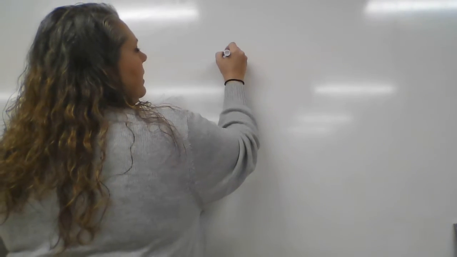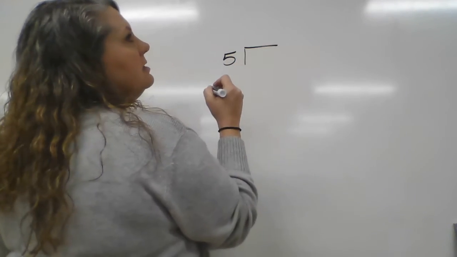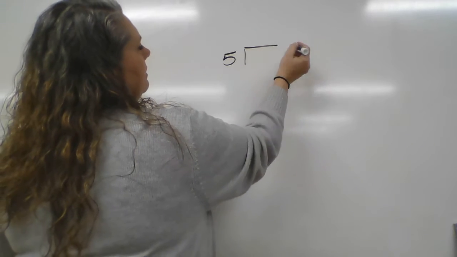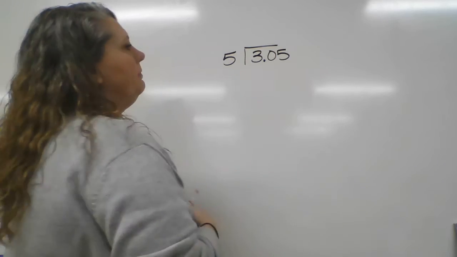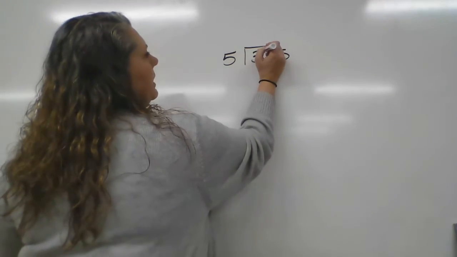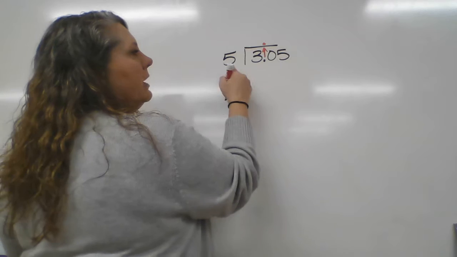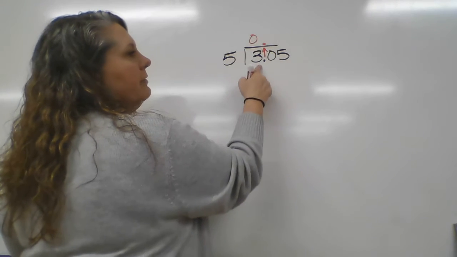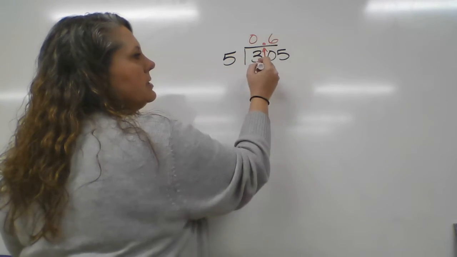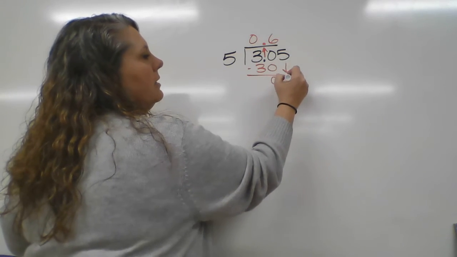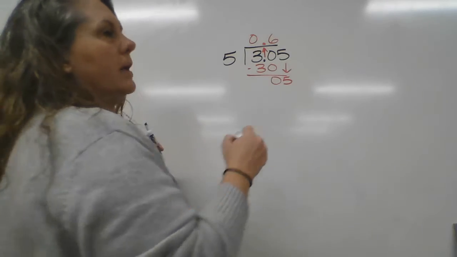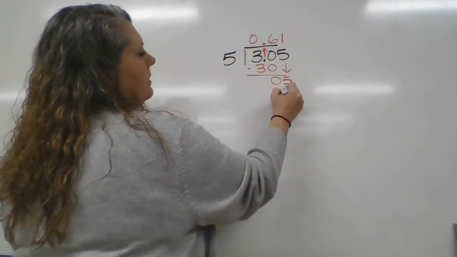If you looked at another one, let's say we had 5 divided into, I don't know, 3.05. Okay, so we just bring the decimal up into our answer and we divide. 5 can't go into 3, but 5 does go into 30 6 times. 5 times 6 is 30. Nothing left over. Bring down my next number. 5 goes into 5 one time with nothing left over.